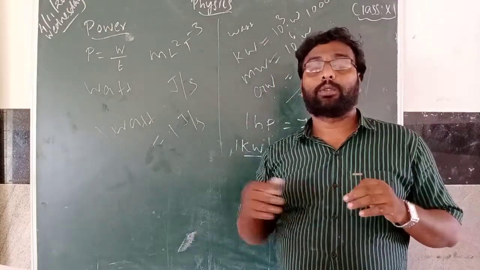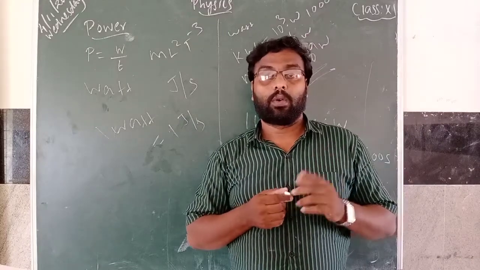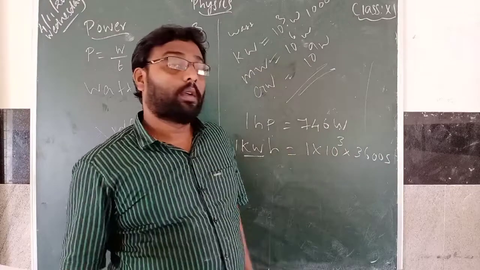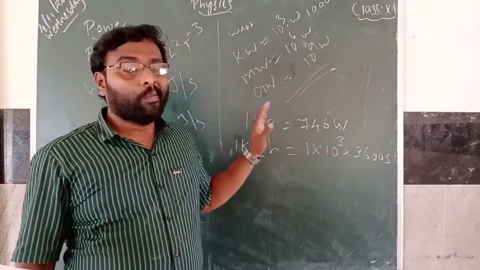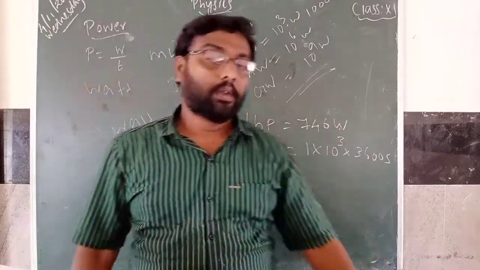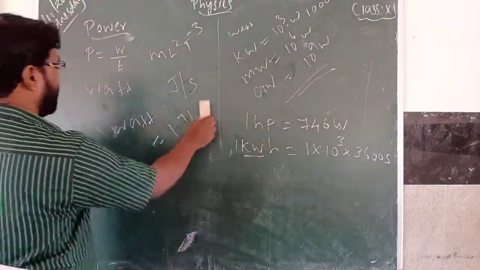And for commercial use they use HP, horsepower. 1 horsepower is equal to 746 watt. And for electricity bill calculation we use kilowatt hour. So 1 into 10 to the power 3 into 3600 second. That is the calculation.